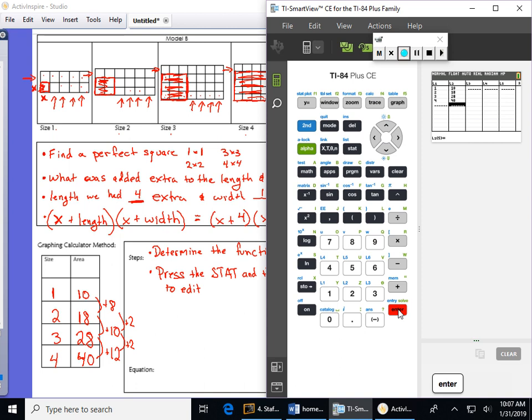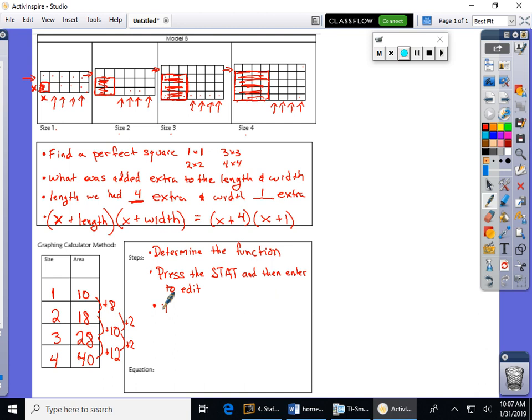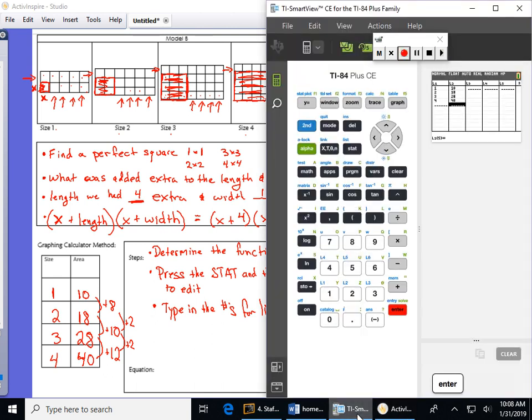So to determine the function, we press stat and enter to edit, and then we type in the numbers for list 1 and 2. We always want it to be list 1 and 2 to make the next step a lot easier. Once we have them in list 1 and list 2, now we need to calculate the data.